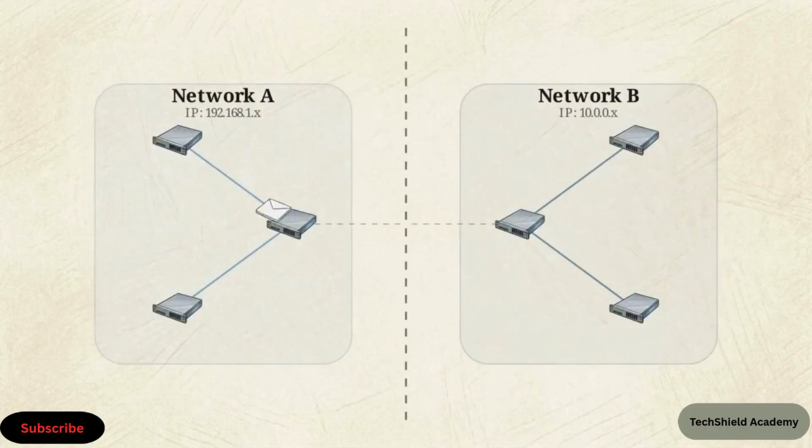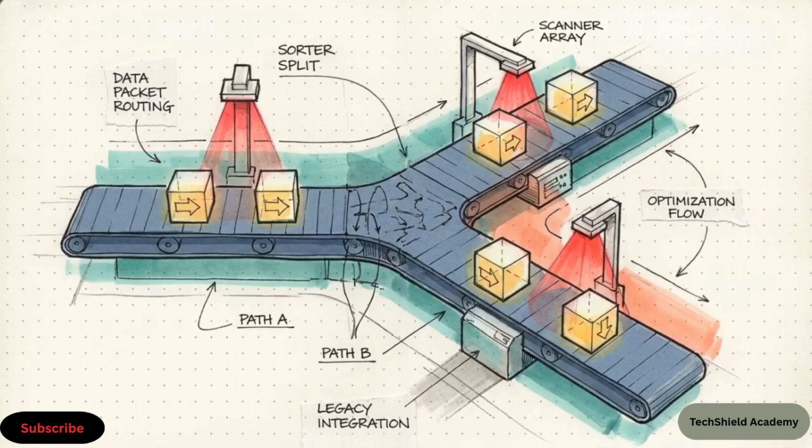But an address alone isn't enough to cross between different networks. That requires a router, which acts as the digital post office, sorting and forwarding packets of data from one neighborhood to another until they reach their destination.